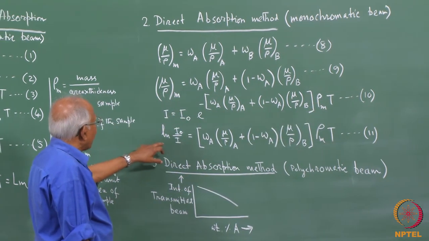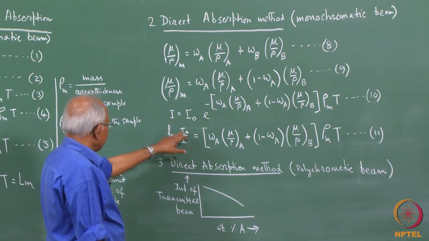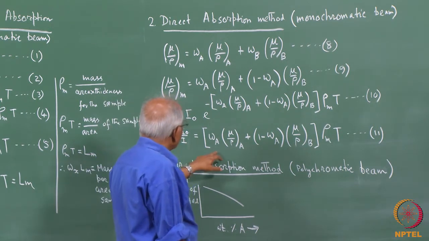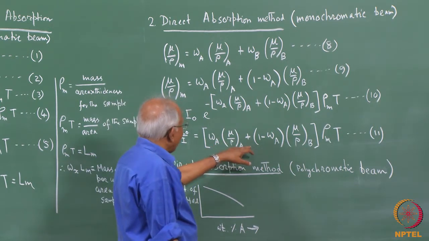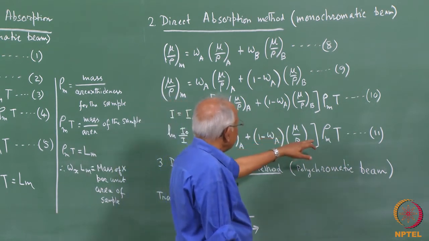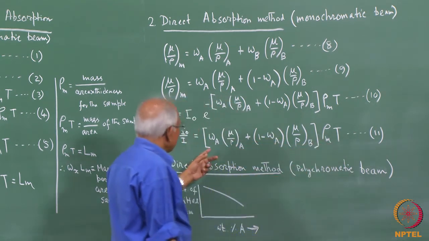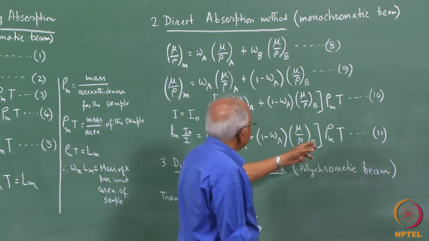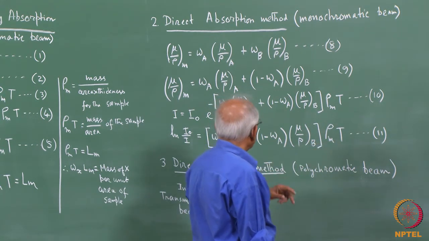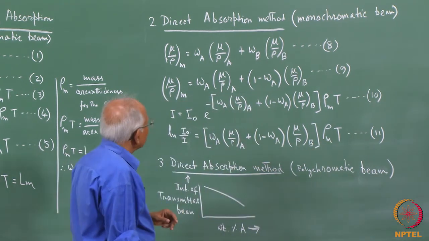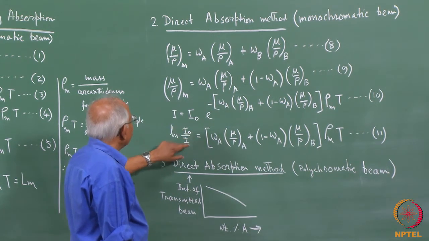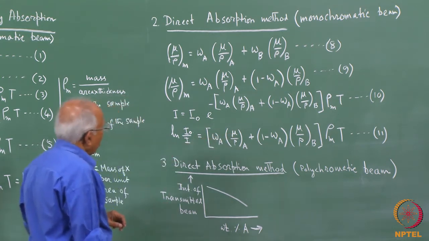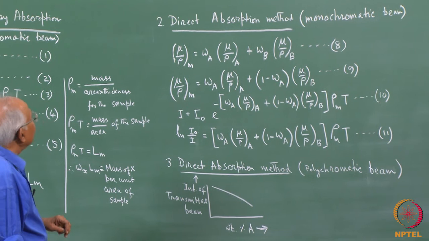Taking the logarithm of I0 by I, we get ln(I0/I) will be [wa (μ/ρ)a plus (1 minus wa)(μ/ρ)b] ρm t. Now, here μ/ρ of a and b are known quantities, ρm and t are also known. So, the only unknown is wa, and on the left hand side these are measurable quantities. So, from this equation wa, or the weight fraction of a, can be easily found out.